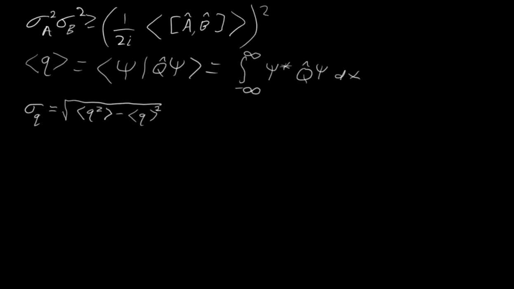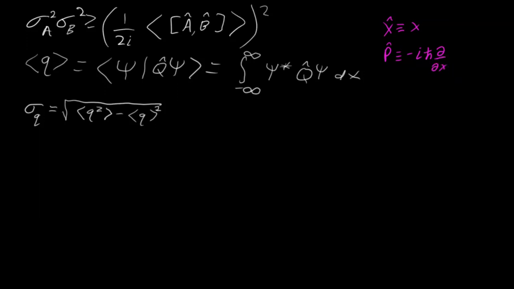Okay, so now we're going to work with the actual operators that we came up with in the last video, mainly x hat being multiplying by x, and p hat being minus i h bar d by dx.